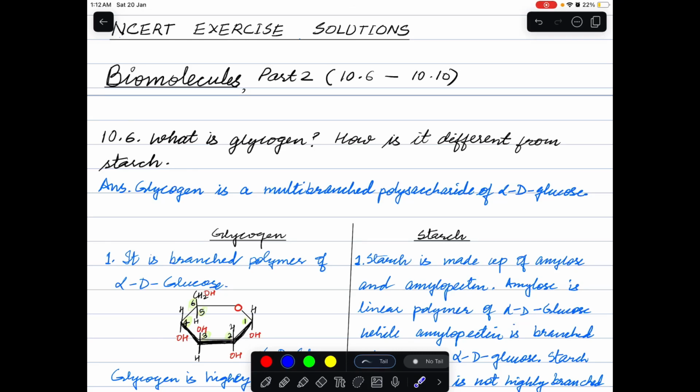We are doing chapter biomolecules, and today we'll be doing NCERT exercise question 10.6 to 10.10. First question is, what is glycogen and how is it different from starch?